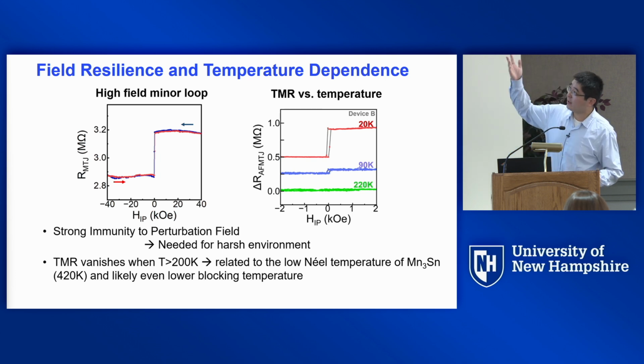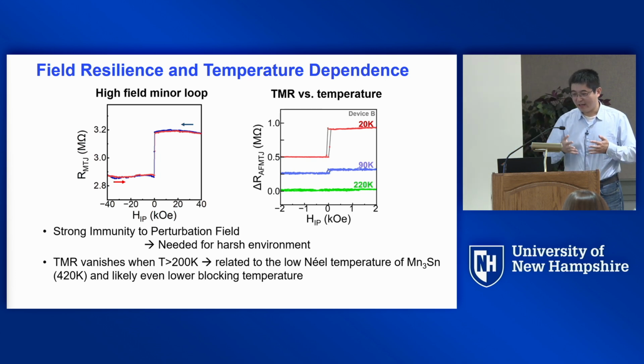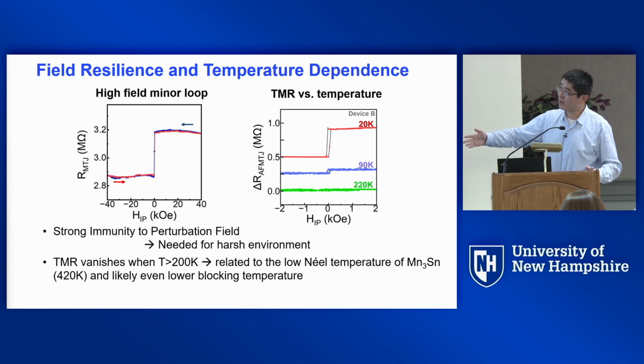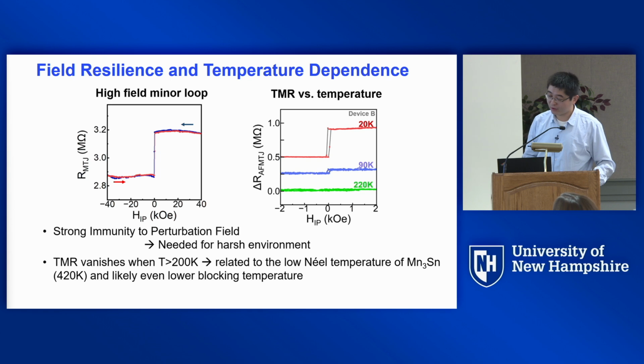So finally, antiferromagnet, as I said, the advantage you expect from it is that it should be more immune to external perturbation. So here, for example, when you do this high field minor loop measurement, you will see that there is only the switching corresponding to the cobalt boron, but the antiferromagnet is much more robust.